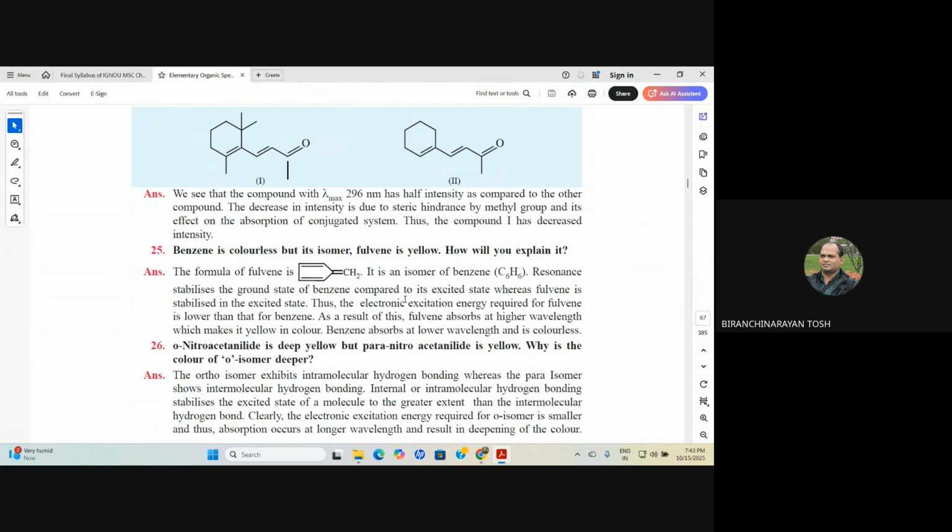So therefore, benzene will absorb at lower wavelength than fullerene. Fullerene is a conjugated, cyclic system also having extended conjugation. You can see the pentadiene system having extended conjugation here. So that's why it will absorb in the visible region and it looks colored.